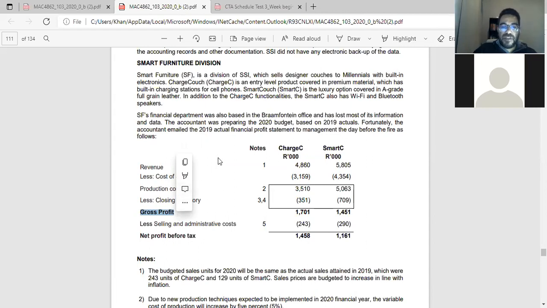So what is the difference between the absorption costing method and the direct costing method? The only difference relates to the cost of a product or the cost of inventory. Product, inventory, same thing. In accounting, we say inventory.